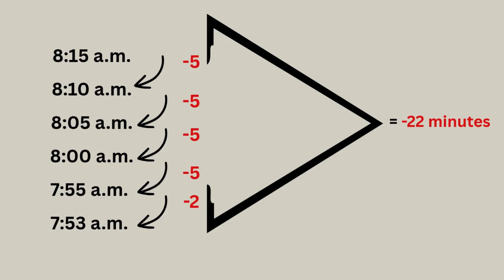Here's another method. Basically, a vertical number line in which we count backwards by 5 up to 20. Then the last 2 minutes we take away to end at 7:53 a.m., which is the time we should leave to arrive to school on time.